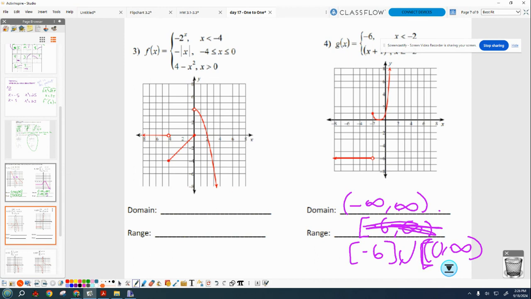Griffin, have a seat. Okay, hold on guys, there's some questions about the feedback card that you just got back. Also, this answer, negative infinity to infinity for domain, I agree. And the range, -6 with square bracket, it's an island, it's all by itself. And then square bracket 0 to infinity, I agree.